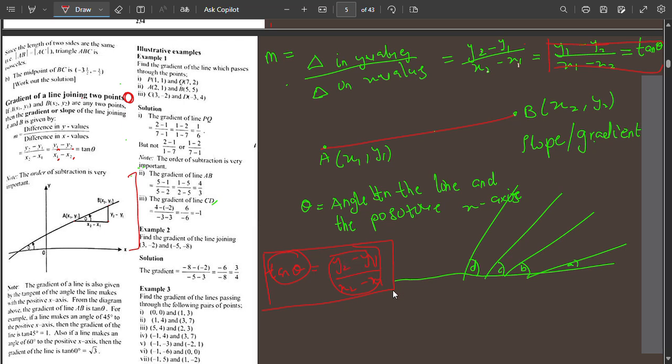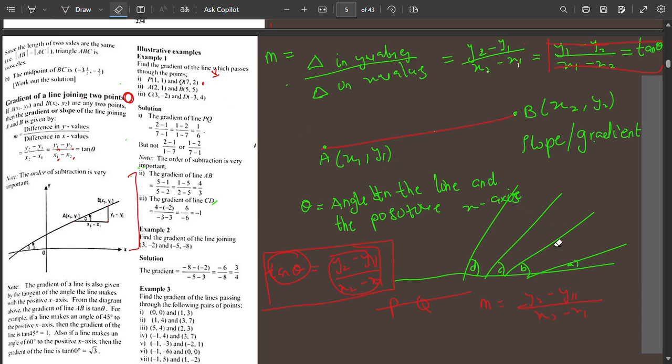Let's take these first examples. Find the gradient of the line which passes through the points. They'll always be given 2 points, and then you'll be asked to find the gradient. So let's see I. In I, we are finding the gradient of line PQ, because the line passes through P and Q, like this. Gradient is given by y2 minus y1 over x2 minus x1.